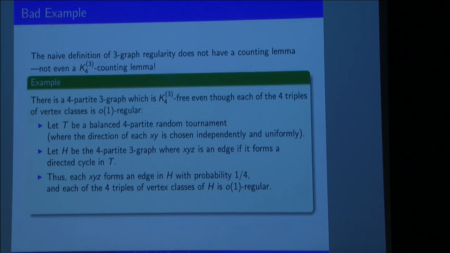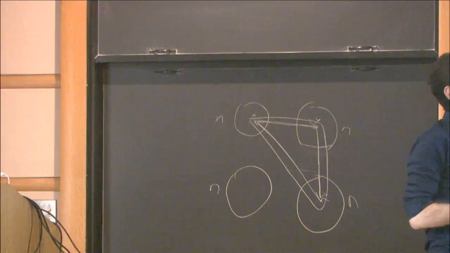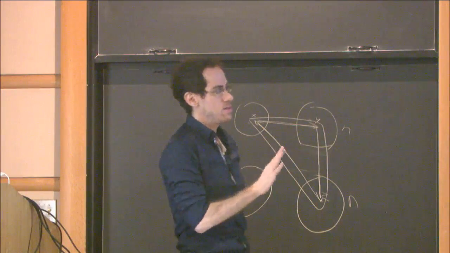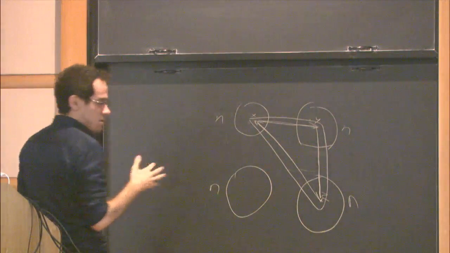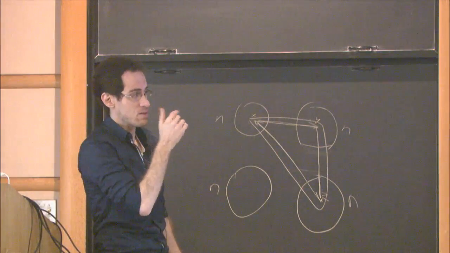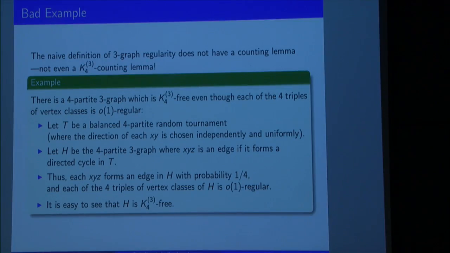Now it is easy to see that each triple of vertices forms a hyperedge with probability 1/4, right? There are 8 options, and 2 of them are directed cycles. And by Chernoff's inequality, you can show quite easily that if you take any triple of vertex classes and you take large subsets there, then the number of directed cycles, the number of hyperedges that you see there, is also about 1/4, plus or minus little o of 1. So this hypergraph is naively epsilon regular. It satisfies the definition of naive regularity, but it does not contain even a single copy of this simple tiny hypergraph K4, the complete hypergraph on four vertices. And you can just verify this. It's like 15 seconds.